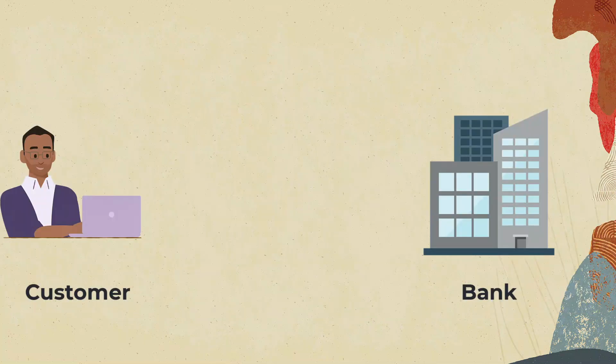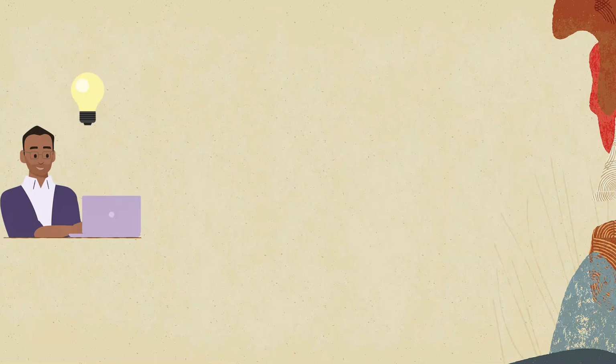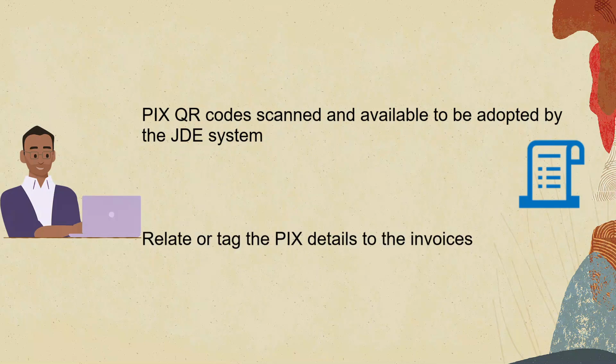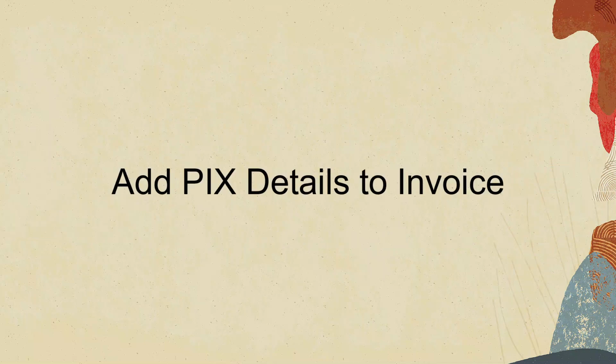After creating the invoice, you must send the invoice details to the bank. The bank creates the PIX key details. Brazil vendors have a solution to make these PIX QR codes scanned and available to be adopted by the JDE system. Provision is made to the JDE system to relate or tag the PIX details to the invoices. You must add the PIX details to the invoice.